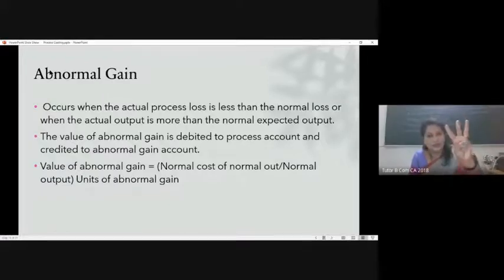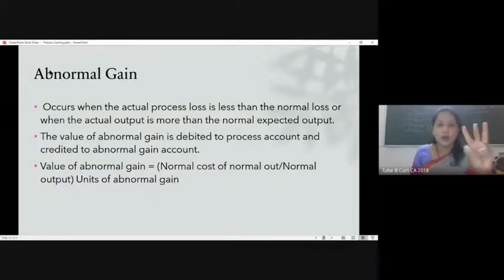So there are three things we have to remember when there is a condition of abnormal gain in the question. The first one is how does this gain happen? The second one is how do we account for this abnormal gain? The third one is how do we go with computation of value for this abnormal gain. Now I'll just show you an example.